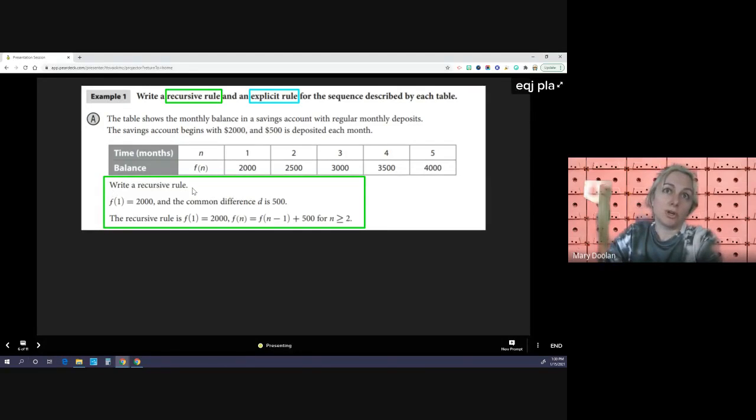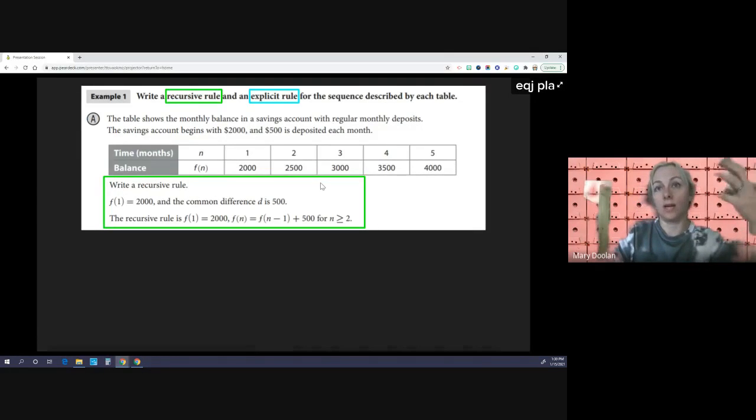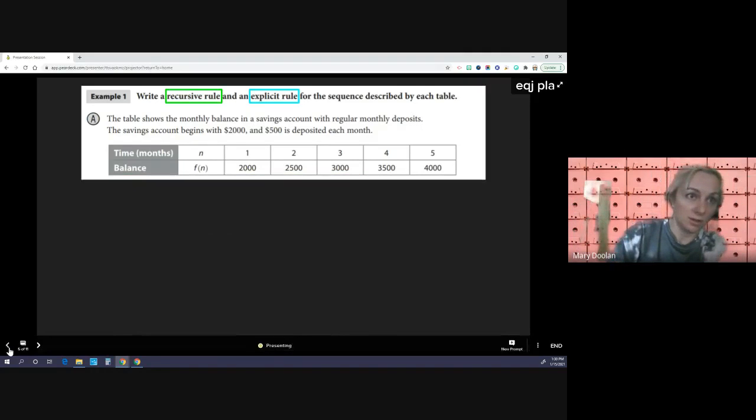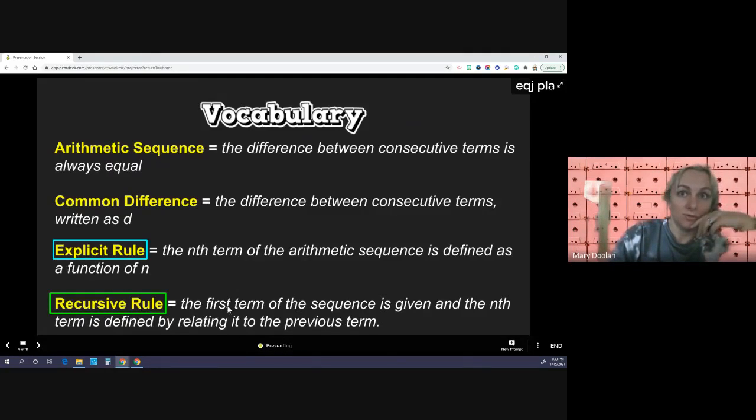First, we're going to look at a recursive rule. The recursive rule is where we have to know what the first term is, and then we have to be able to write the function that depends on the previous term. Recursive rule: the first term of the sequence is given, and the nth term is defined by relating it to the previous term.